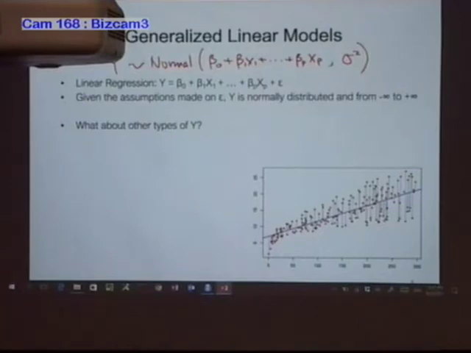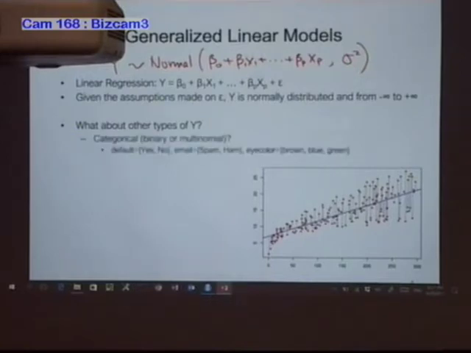But we didn't talk about other types of y, right? So far we have been talking about y has to be a number. It can be anywhere. According to this normal distribution, it can go from minus infinity to plus infinity. But in many, many situations, in the real applications, there are some other types of y, right?